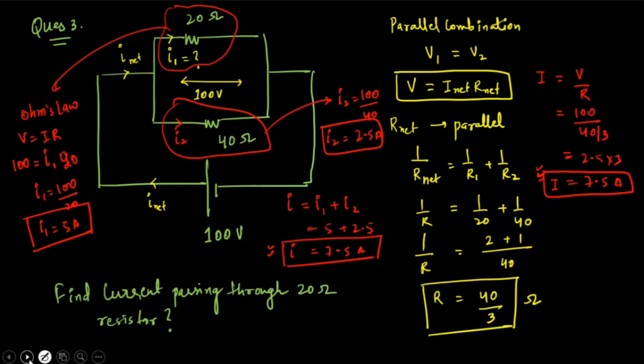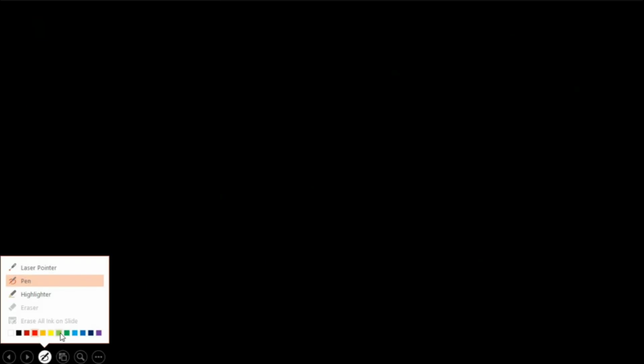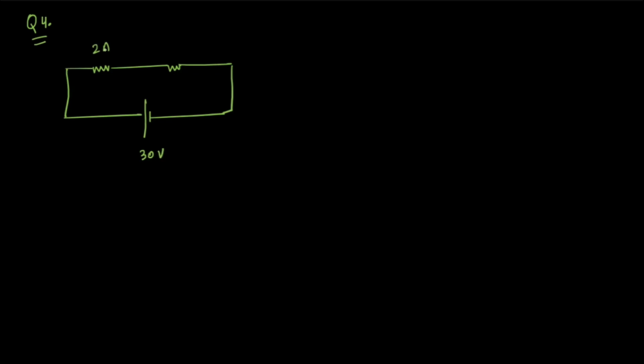All right, let's move to another question. Try that question out. It is again the same kind. I want you to try it out. The question says there is a combination of two resistances connected in series, with a battery of 30 volts. The resistances are 2 ohms and 8 ohms.